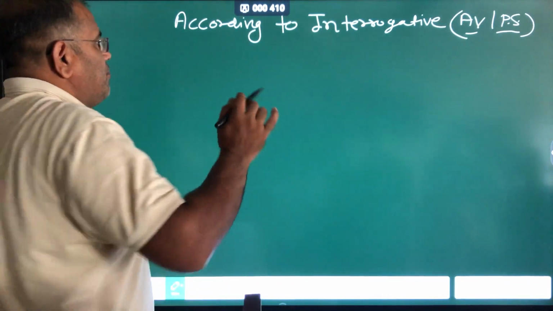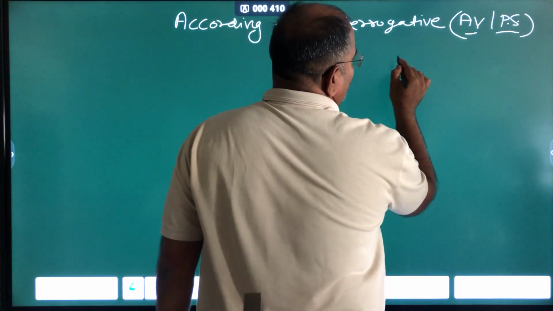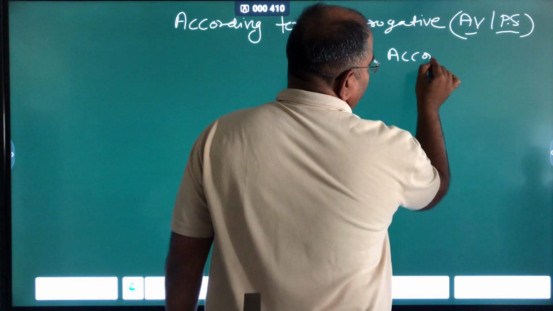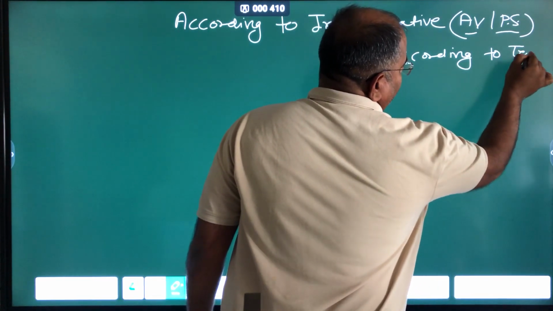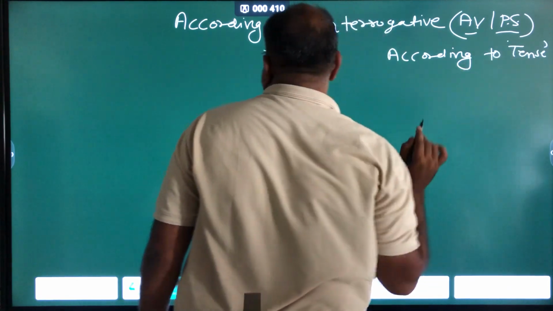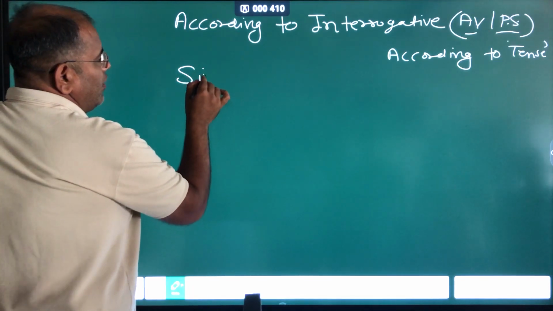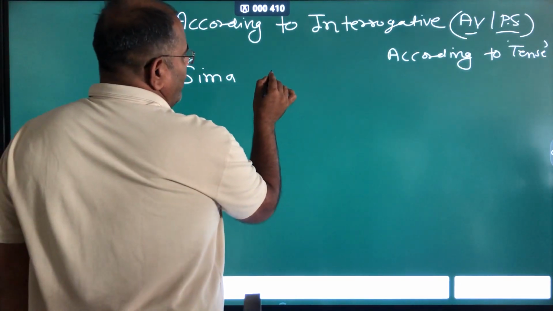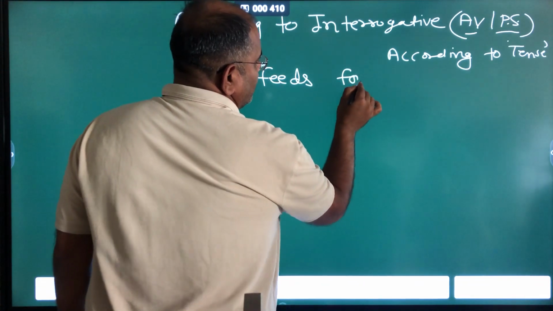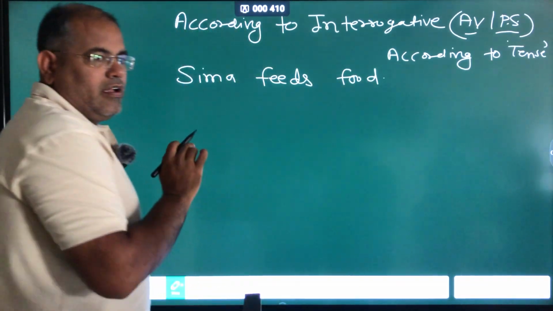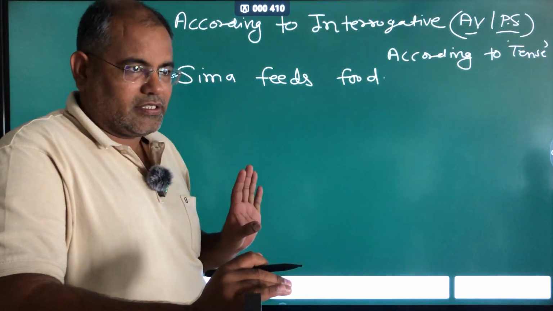Okay, for example, first of all, I will teach you according to tense. Like, Seema feeds food. This is the sentence. This is the positive sentence. Is that clear? Declarative sentence.